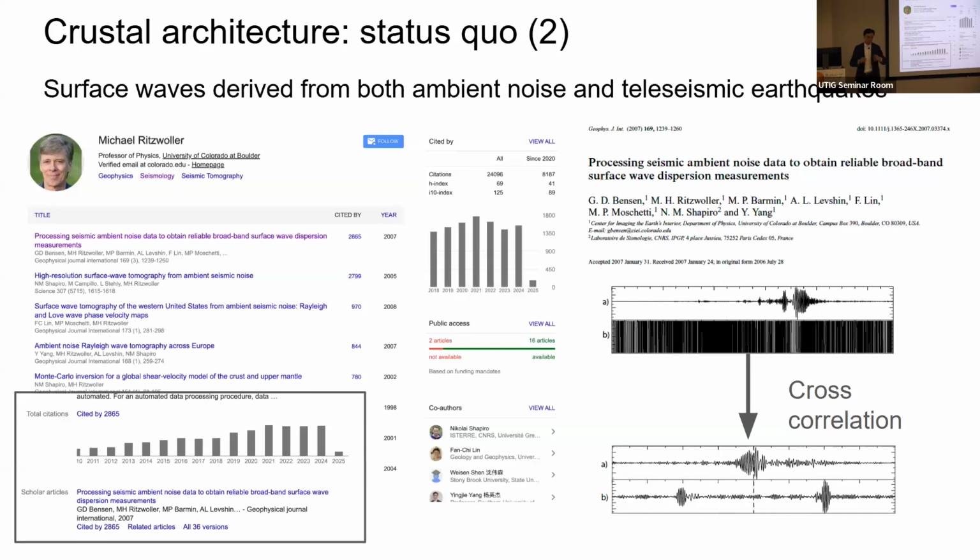The second status quo, or widely used method, is the surface wave. I happen to work with a great surface wave scientist, Michael, on one of the techniques. Okay, this is another well-cited paper. Again, this is actually on the upward trend. People are using it more and more often these days as a standard data processing technique to process broadband seismic data. What they were trying to do is, if you take the ambient noise recorded by a seismometer and do the cross correlation, you can extract the surface wave traveling between the two stations.